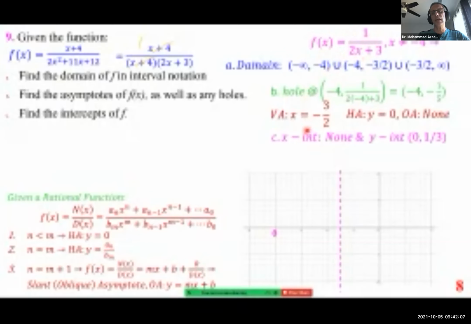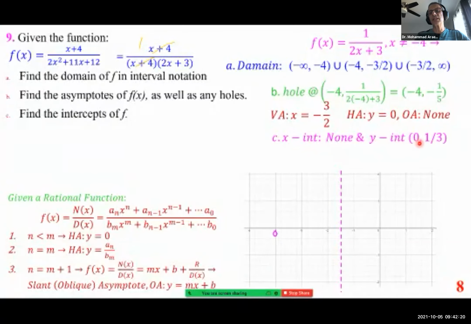So I'm going to repeat. X-intercept, y equals 0. So you set this one equal to 0. Since the numerator is a number, it can never be 0, there is no x-intercept, but we do have a y-intercept. Set x equal to 0, this goes away and you get 1/3. So set x equal to 0, you get 1/3. And that's the pair, 0, 1/3.